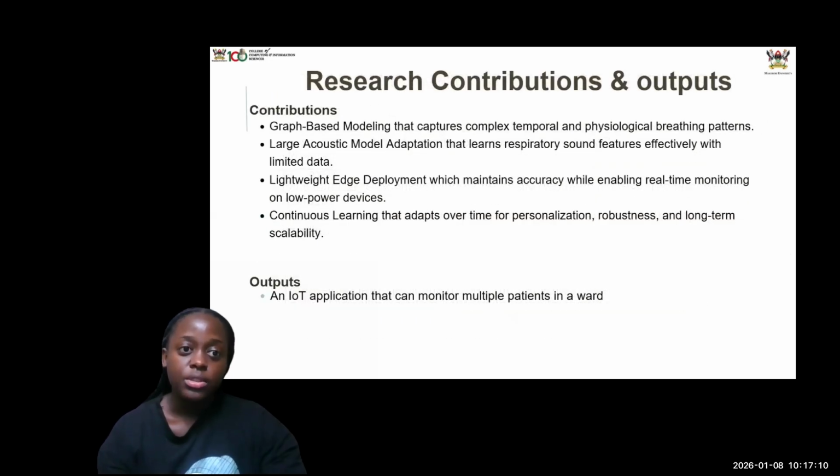Our research contributions: we are providing a graph-based modeling that captures complex temporal and physiological breathing patterns, since graph-based reasoning is just going to help model those relationships between different patterns and make the model more robust. We want to use large acoustic models to train on limited respiratory data. And then a lightweight edge deployment, where we want to use knowledge distillation to produce a lightweight model. Overall, our output would be an IoT application and an IoT device that is going to monitor multiple patients in a ward.